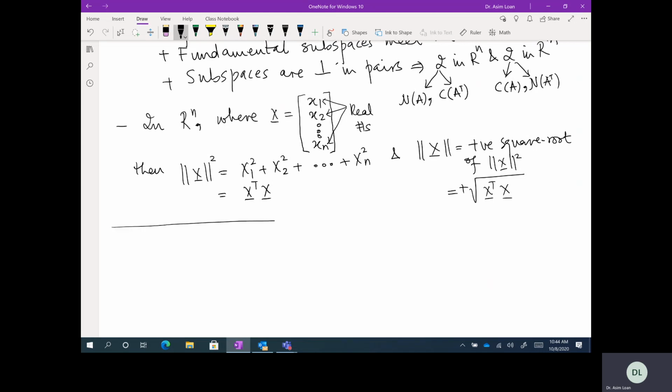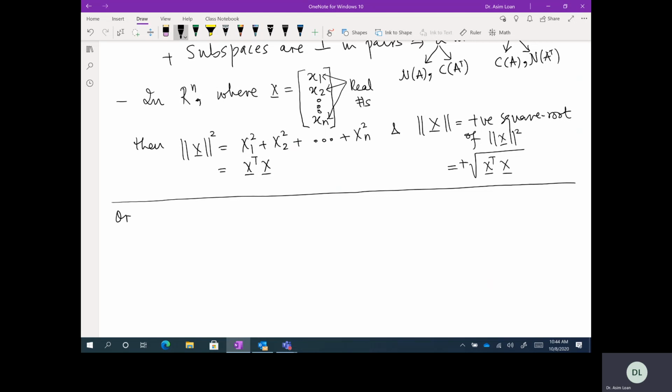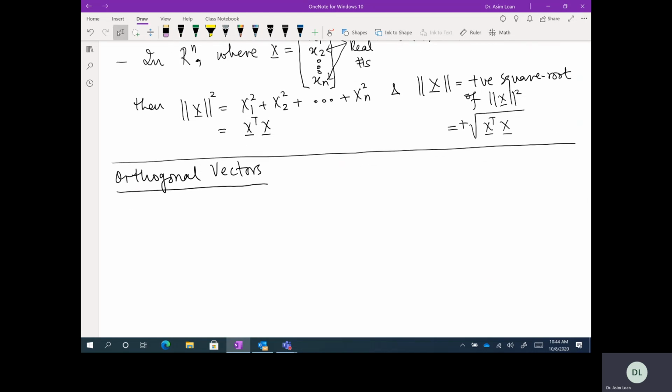Okay, so let's define orthogonal vectors. How do we define orthogonal vectors? What is the test for orthogonality? We know from high school physics that the angle between the two vectors should be 90 degrees. So let's prove this one. It's just a repetition, but just to reiterate, how do you figure out that the vectors are orthogonal? The test for orthogonality.